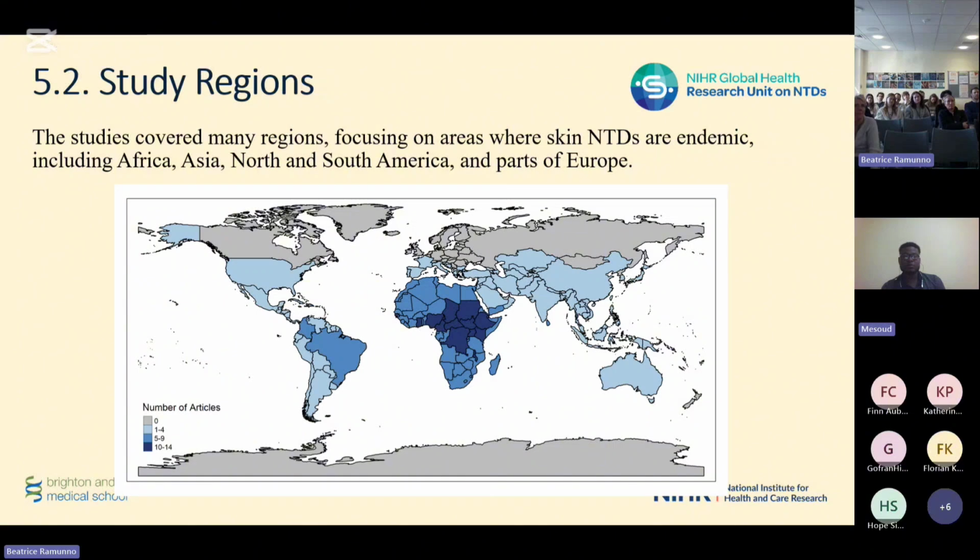Also, one of the data extraction items is study regions. This map shows the study covers many regions, focusing on areas where the skin NTDs are endemic, including Africa, Asia, North and South America, and part of Europe. We found that most studies were concentrated in Central and North Africa. This is where most of the modeling studies focused. This map summarizes what I'm saying.